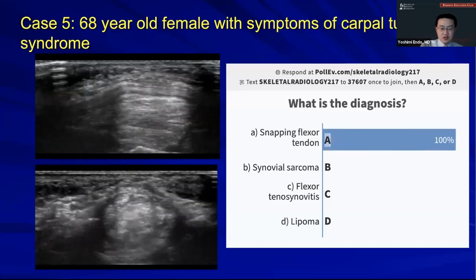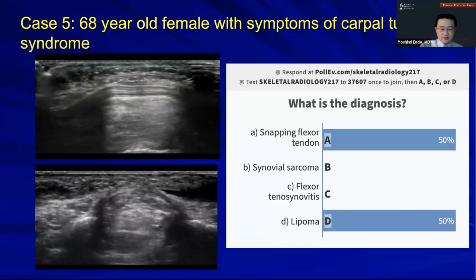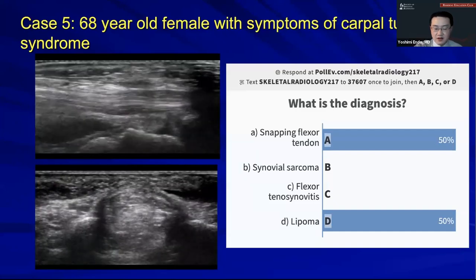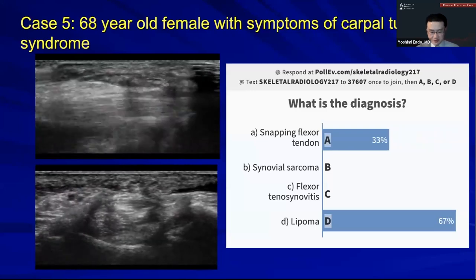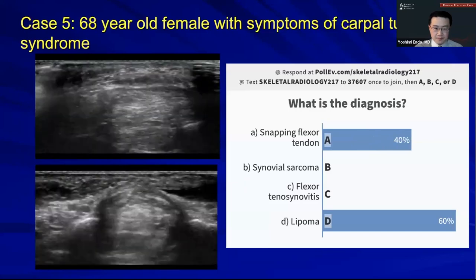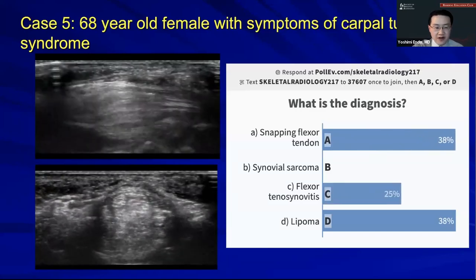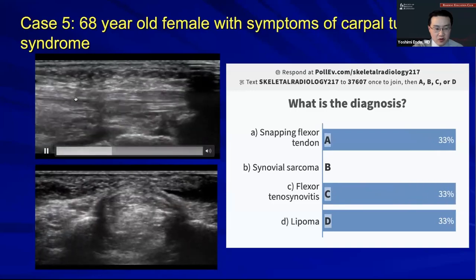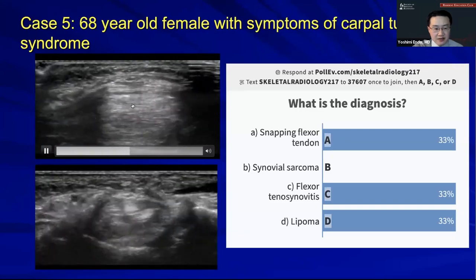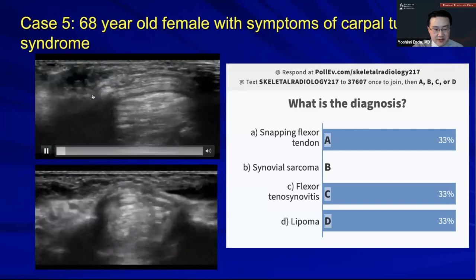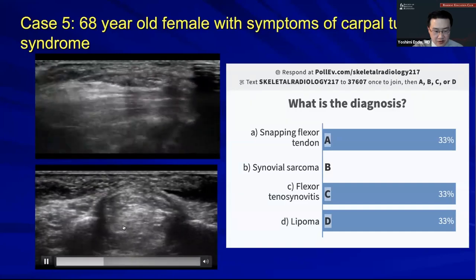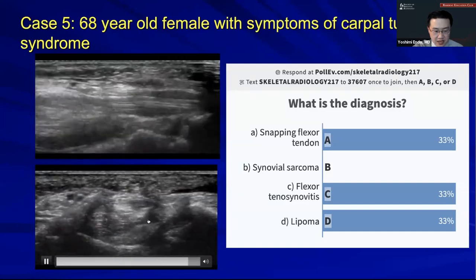So the question is, what is going on? And I'm glad that a lot of you guys are participating in this, making this a little bit more interactive. The finding here is that you have the normal tendon there. So these are on the volar aspect of the wrist, so these are the flexor tendons. But in between these, there's this encapsulated hyperechoic lesion that's going in and out of the field of view, and even here too. So these are the flexor tendons, and this is this hyperechoic mass.